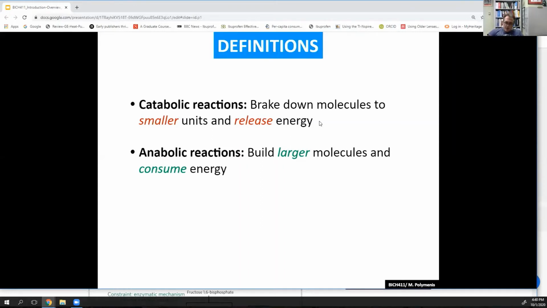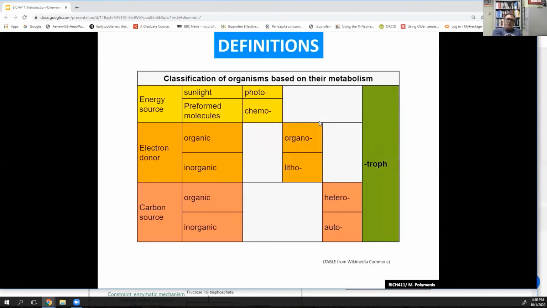Now, there is a lot of gray area. Nothing is as black and white. And there are many reactions that can go either way. And those, we call them amphibolic reactions. Sometimes they play catabolic roles. Sometimes they play anabolic roles. The TCA cycle, the Krebs cycle, is a classic example of such reactions. So based on the metabolism that the living organisms depend on and do, we can classify them.